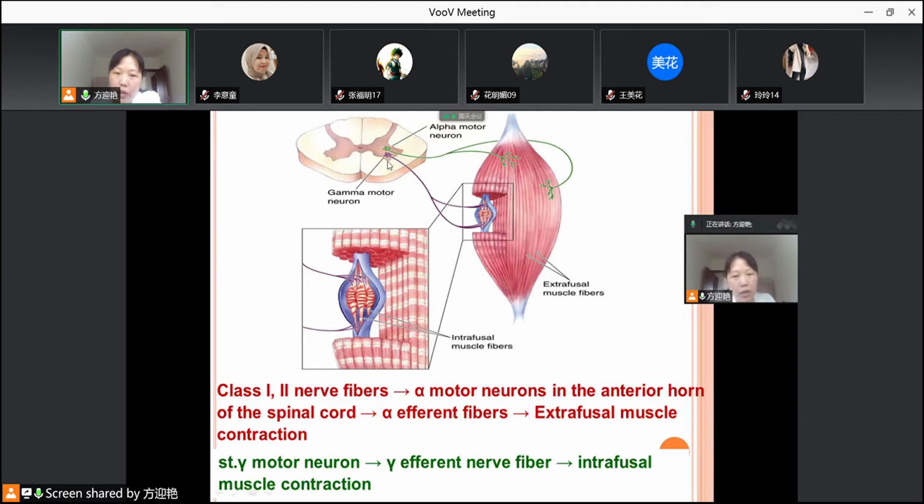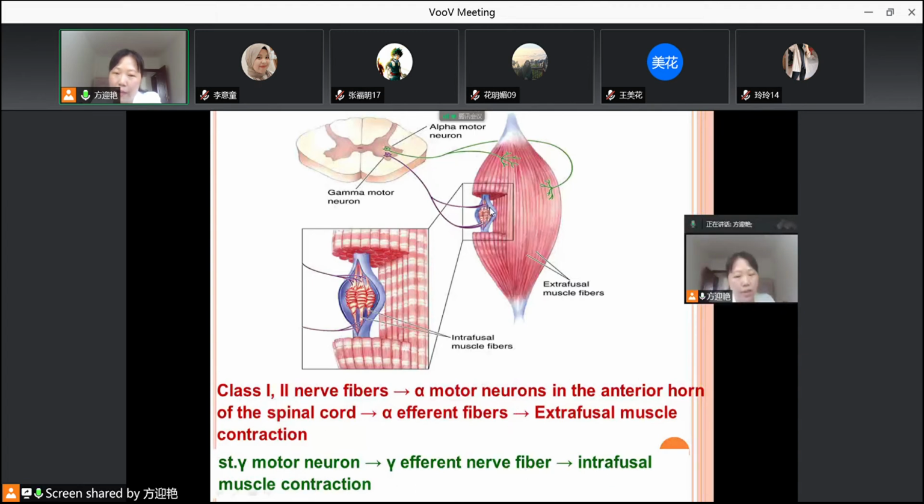The gamma motor neuron is in the spinal cord, and the spinal cord has both alpha and gamma motor neurons. The gamma motor neuron sends out the gamma efferent nerve fiber, and this nerve fiber controls the intrafusal muscle. When excited, it releases ACh, which acts on the receptor and leads to the intrafusal muscle contraction.